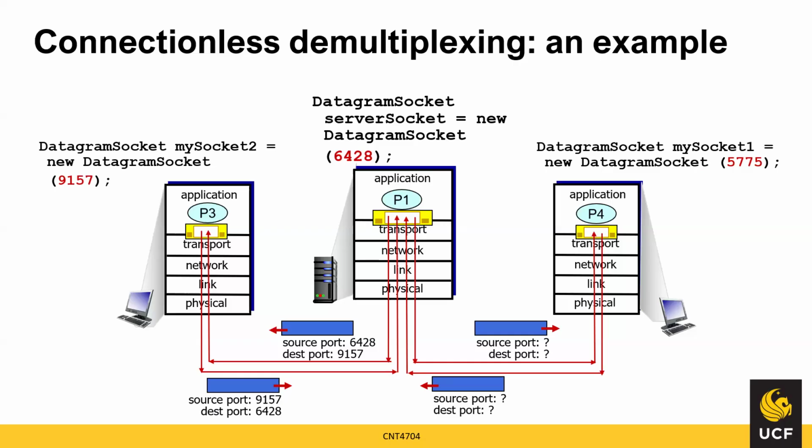So here with UDP, we do not specify the destination and source port number. This is just for you to figure out for yourself. So this is how multiplexing and demultiplexing works in UDP.